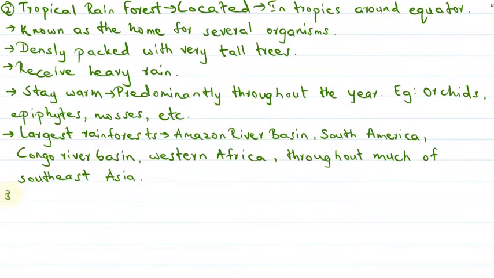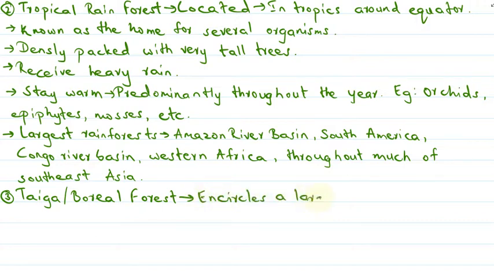So the next one that we are going to study here is taiga or boreal forest ecosystem. Okay, so now let's see, where are they found? They can be found across North America, Europe and Asia. And this taiga forest ecosystem encircles a large portion of the northern hemisphere. Okay, so they are mainly present around the northern hemisphere, and it is the world's largest biome apart from ocean. Okay, so it is also known as snow forest.